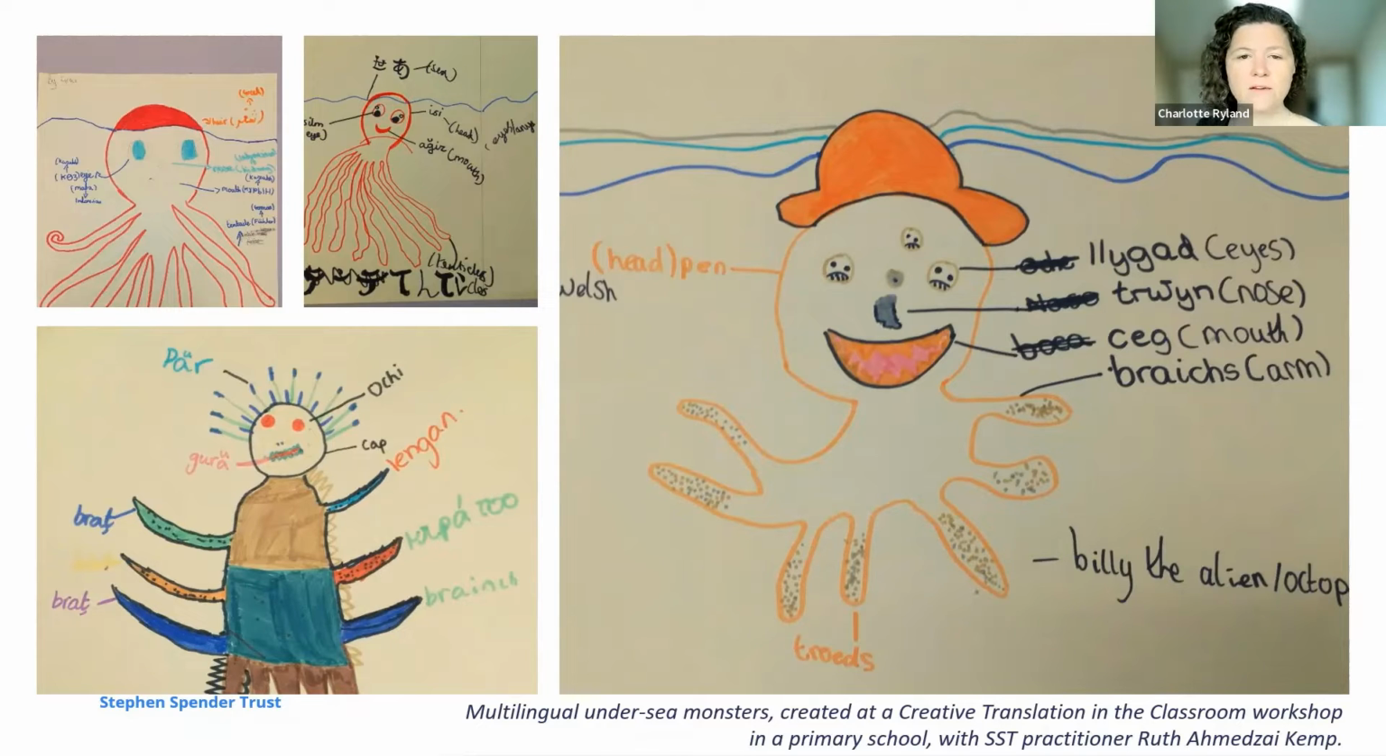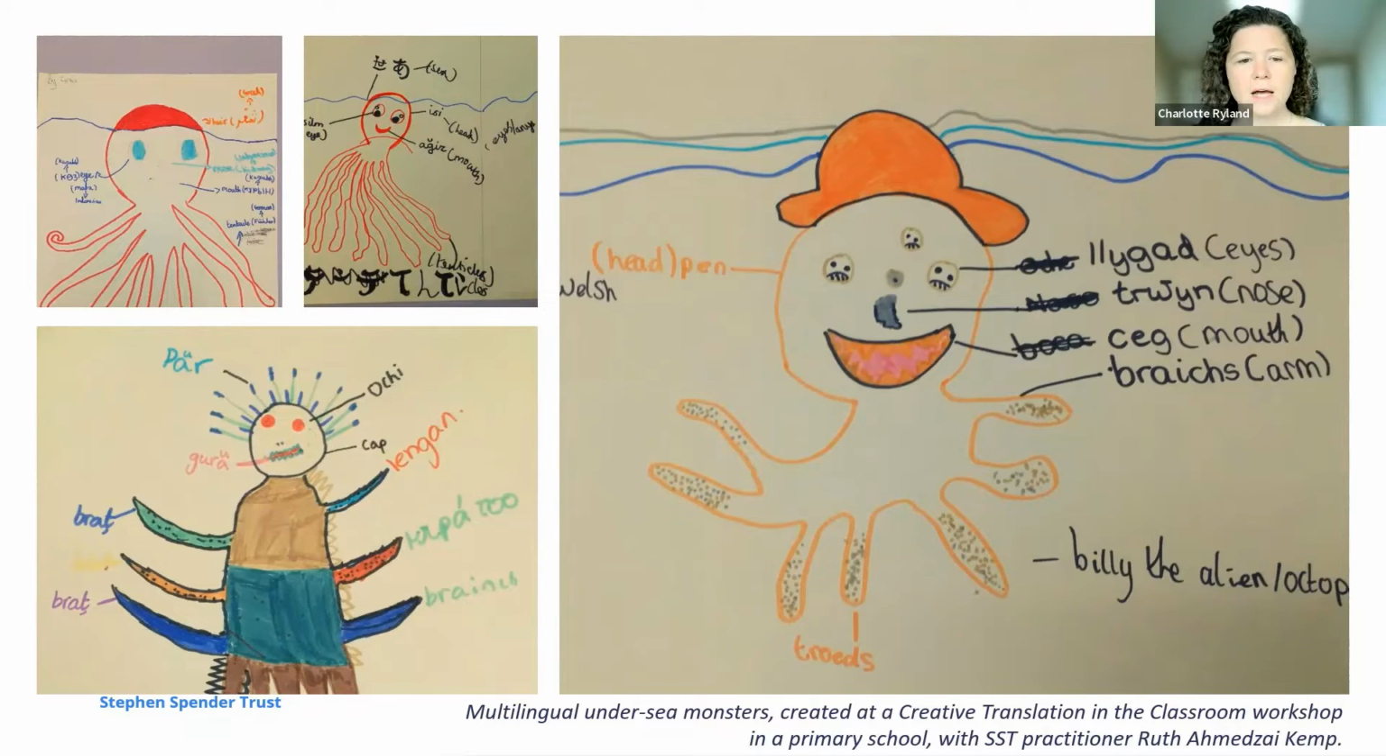And one of the ways we do this, or my favourite way to do this, is through our activity Multilingual Monsters. So we get a big piece of paper, a group of young people around the paper, and we ask them to draw a monster and then label the body parts with as many words from different languages as they can. So you can see here some multilingual undersea monsters that were created in a primary school in Buckinghamshire as part of one of our projects with our translator Ruth Ahmedzai-Kemp.